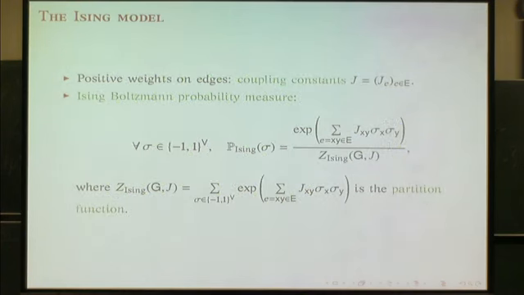And then it's a probabilistic model, so you put coupling constants on the edges, that is, positive weights on the edges. Every edge e has a weight J_e. And with these weights, you define a probability measure, which is called the Ising-Boltzmann measure, which is as follows. So the probability of occurrence of a spin configuration is proportional to the exponential of the sum over all edges in the graph of the coupling constant times the spin at x times the spin at y. And then there's a normalizing constant known as the partition function. So it's simply the sum over all spin configurations of the weights of the different configurations. So this is the Ising model in general.